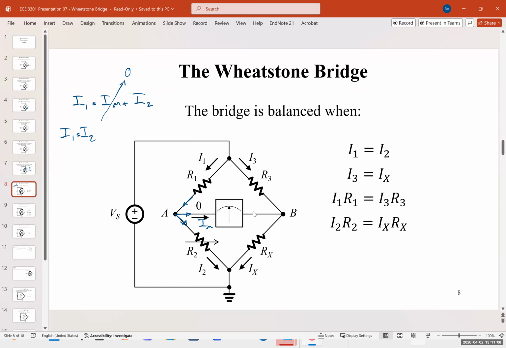And in the same way, because this current is 0, I3 plus IM in node B would be equal to IX. And since this is 0, I3 would be equal to IX. So this is for node B, and this is for node A.